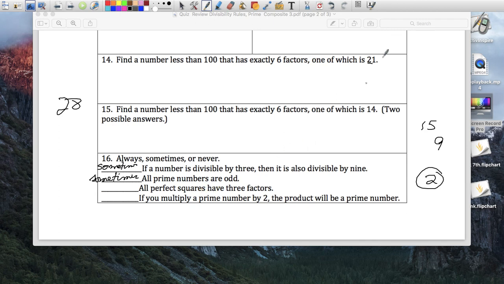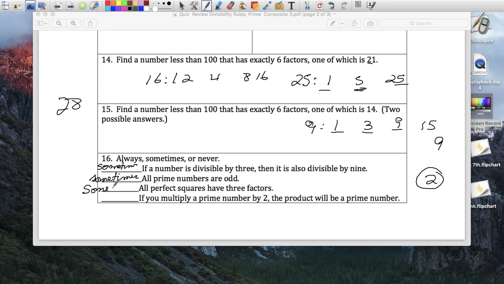All perfect squares have 3 factors. Well, let's pick a perfect square, 25. You get 1 and 25, and then 5. It has 1, 2, 3 factors. So far, so good. Let's pick 16, which is another perfect square. 1 and 16, 2 and 8, and 4, because 4 times 4 gives you 16, right? So it can't be always true that it has 3 factors. So sometimes, like in 25, or let's try 9, 1 times 9 is 9, 3 times 3 is 9, so this perfect square has 3 factors. So sometimes perfect squares have 3 factors, so this is also sometimes.